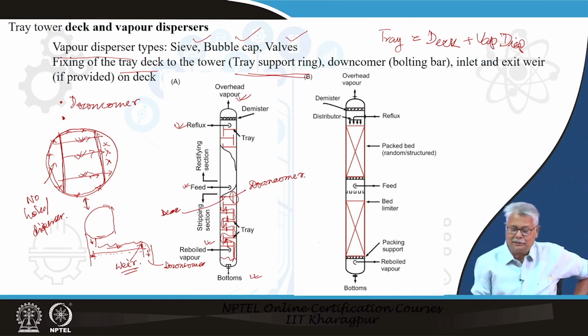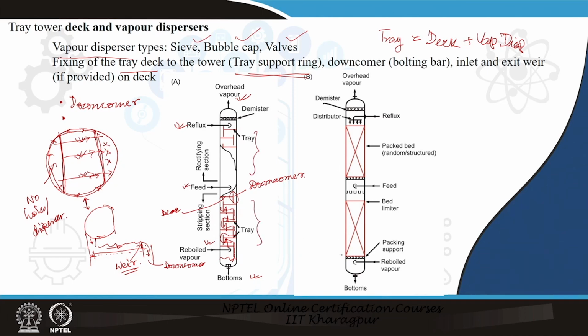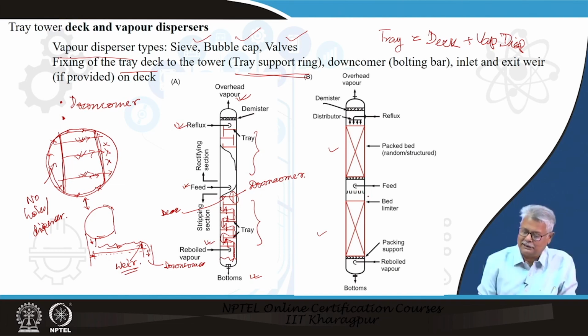Now, with this, we look at the similarity between the packed tower and the tray tower. The only difference that you will be finding here is that you have a packed bed. Instead of so many trays in the rectification section, you have a packed bed. Similarly, instead of having trays in the stripping section, you have another packed bed. Now, there is a feed section also.